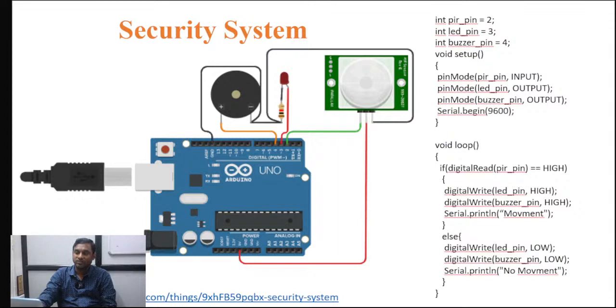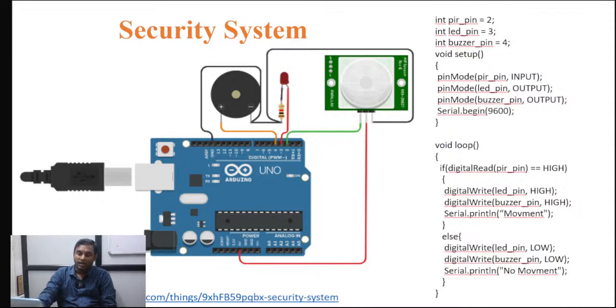So inside the void setup, we can write down this pin mode. The PIR pin is the input pin, because I want to get the data from this PIR sensor. Then this LED pin and buzzer pin both will act as output pins, because I want to hear the sound and I want to see whether the LED is blinking or not. So both are output pins.